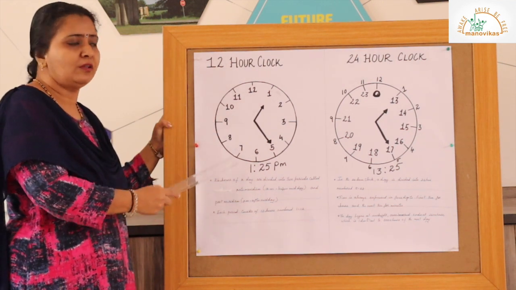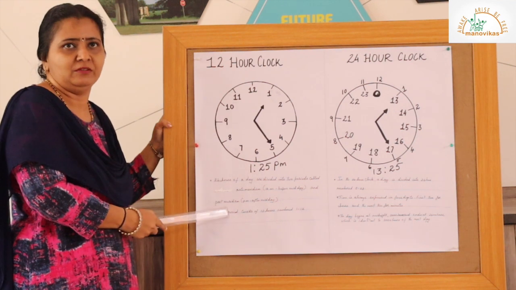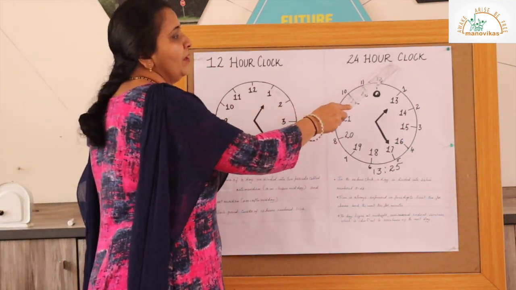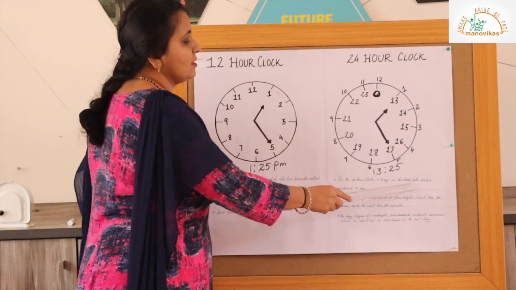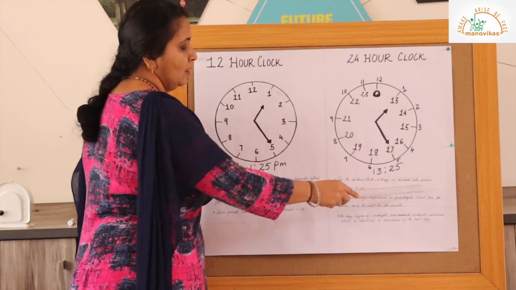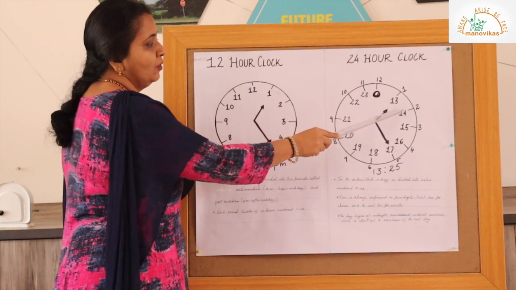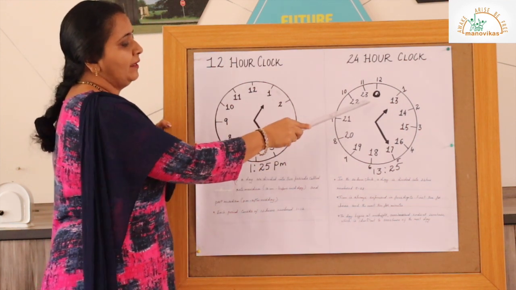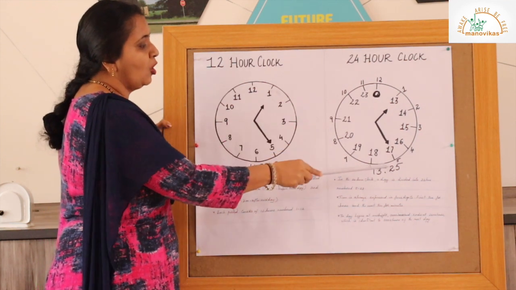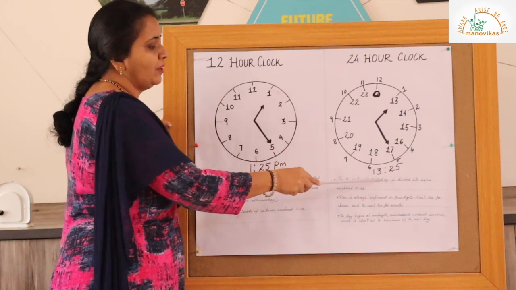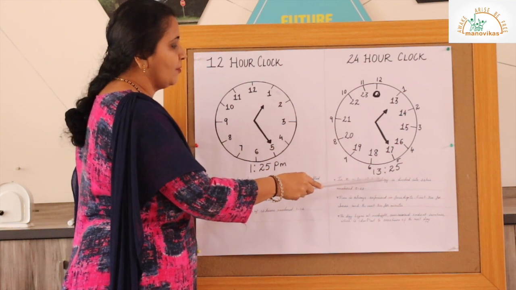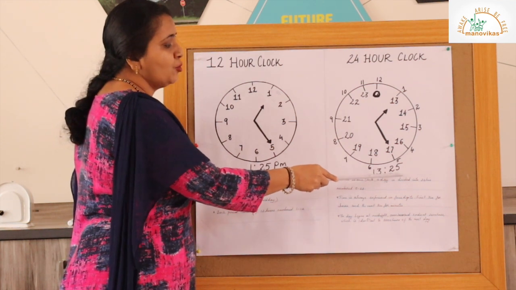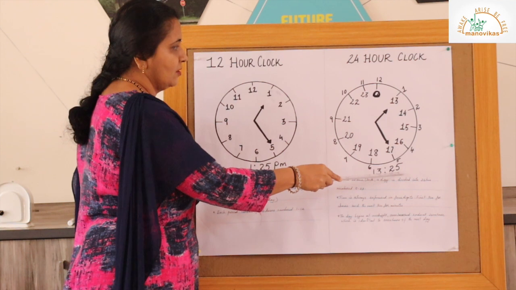In a 12-hour clock, there will be AM and PM mentioned. Now let us see what is 24-hour clock. In the 24-hour clock, a day is divided into 24 hours, numbered from 0 to 23. Time is always expressed in 4 digits. The first 2 digits are for hours, and the next 2 digits are for minutes.